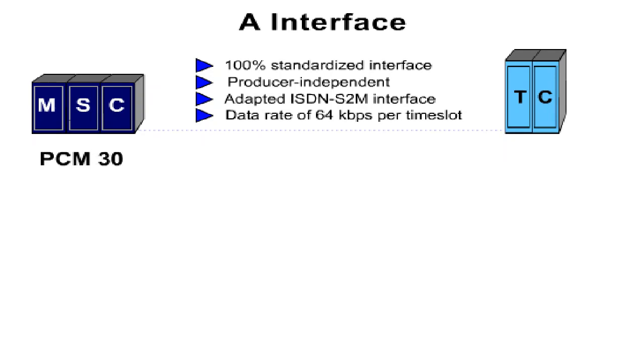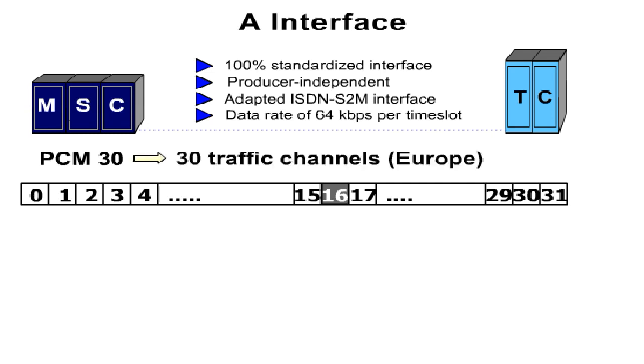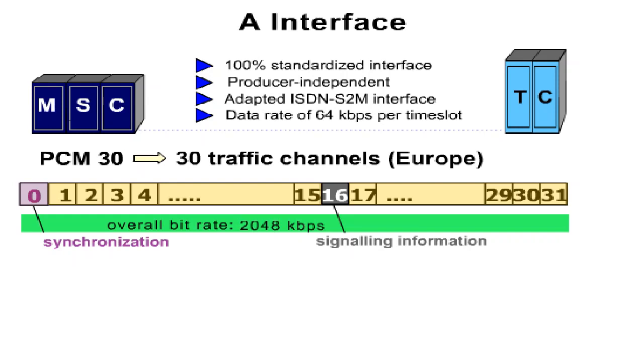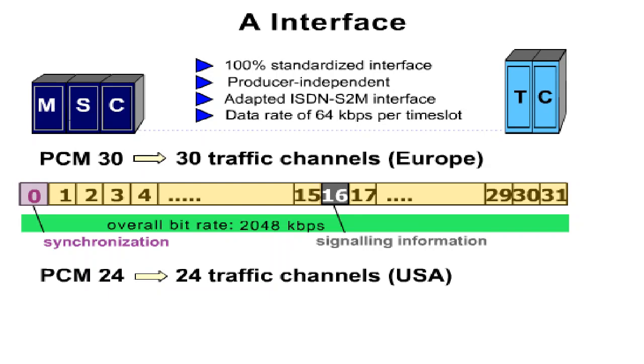In the PCM30 configuration, the A interface contains 30 traffic channels. Time slot number 0 takes over synchronization tasks, and time slot number 16 contains signaling information in the number 7 signaling system format, or SS7. Thus, the interface has an overall bit rate of 2048 kilobits per second. The PCM24 configuration, which is generally used in the USA, uses 24 traffic channels. In both configurations, each frame has clearly defined channels for signaling and synchronization information.